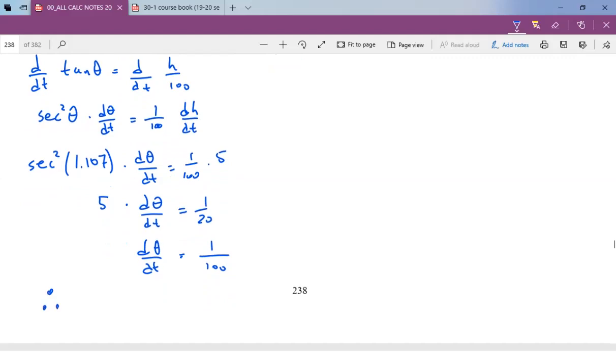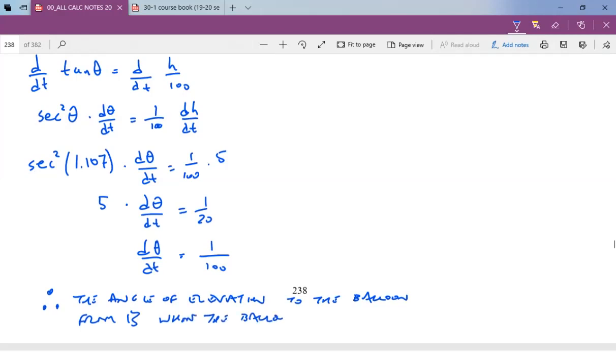So therefore, the angle of elevation to the balloon from B, when the balloon is 200 meters in the air, is 0.01 radians per second.